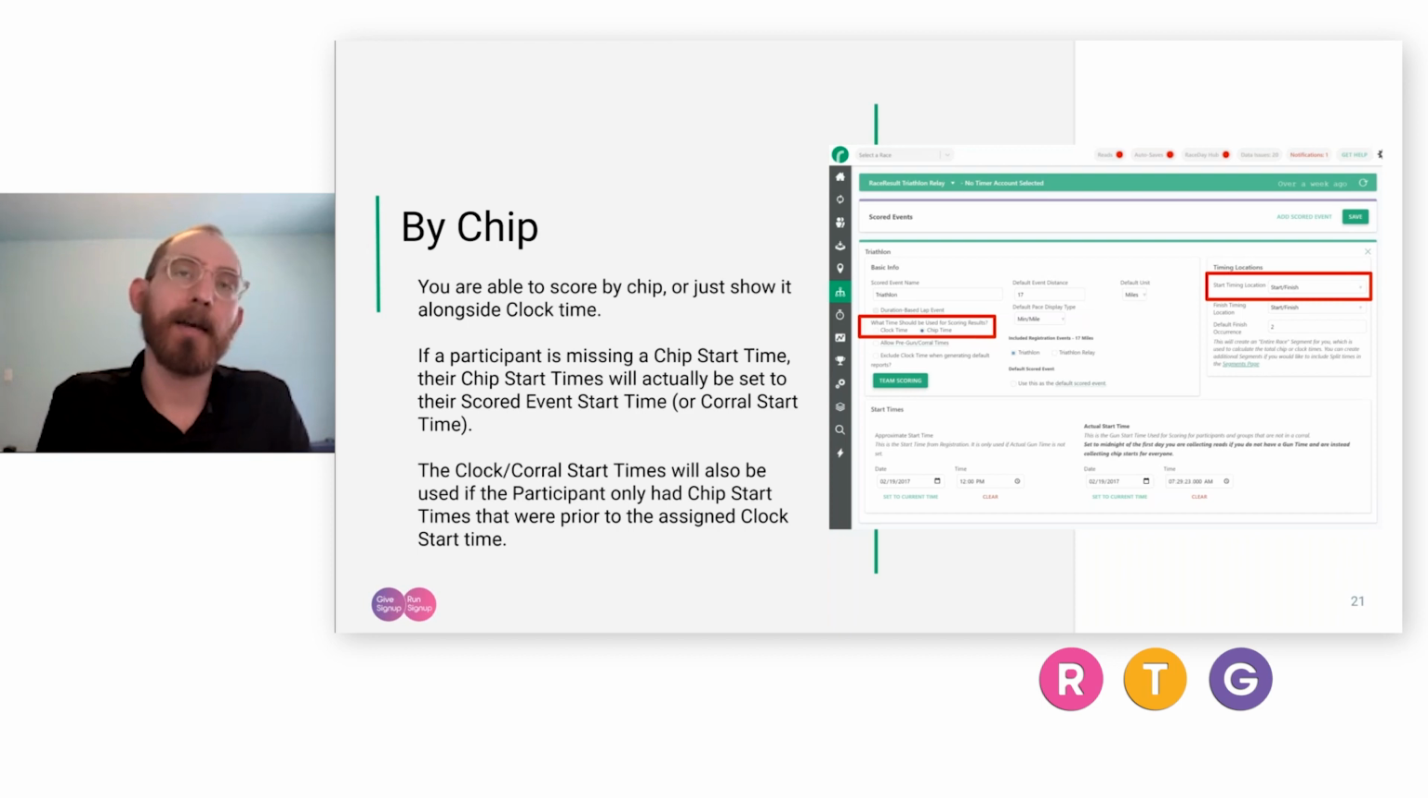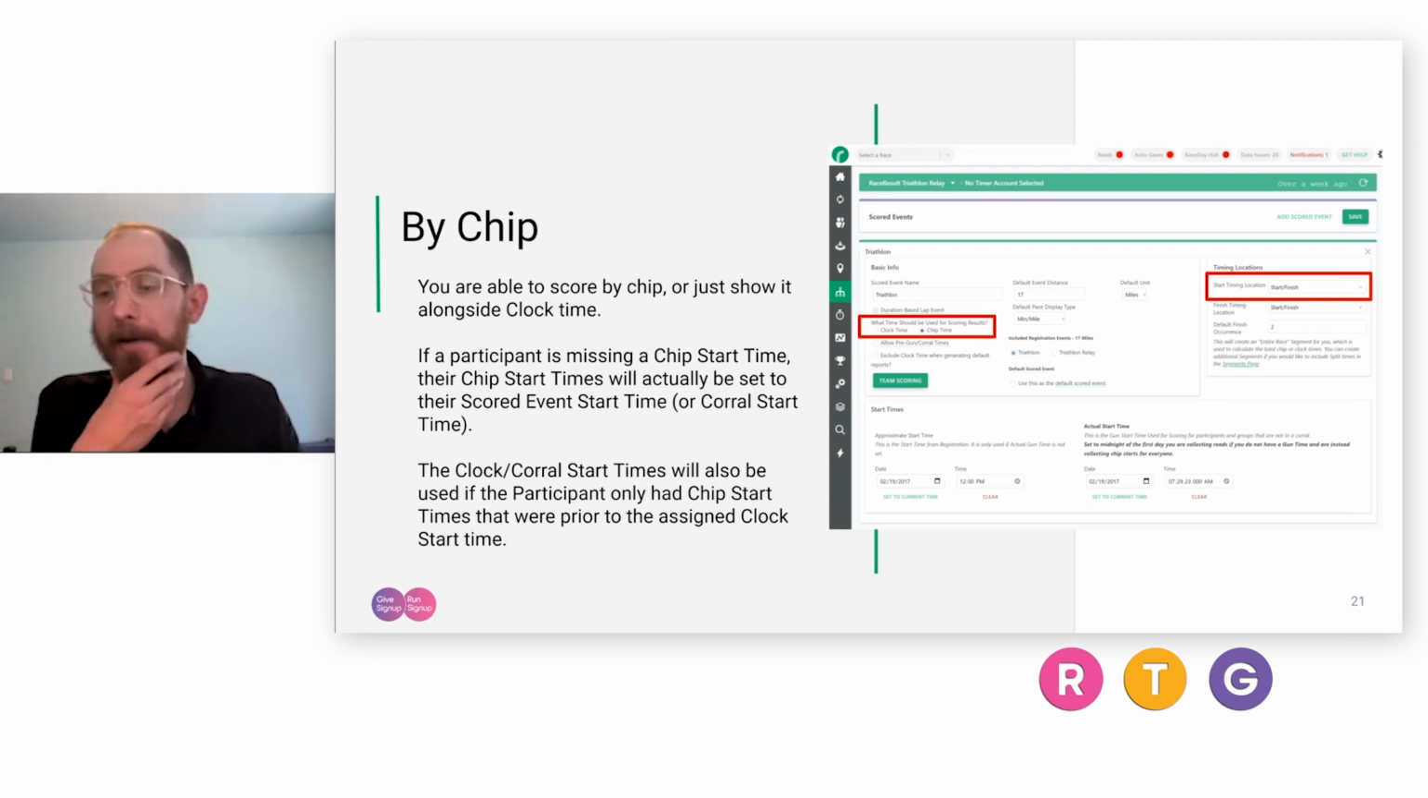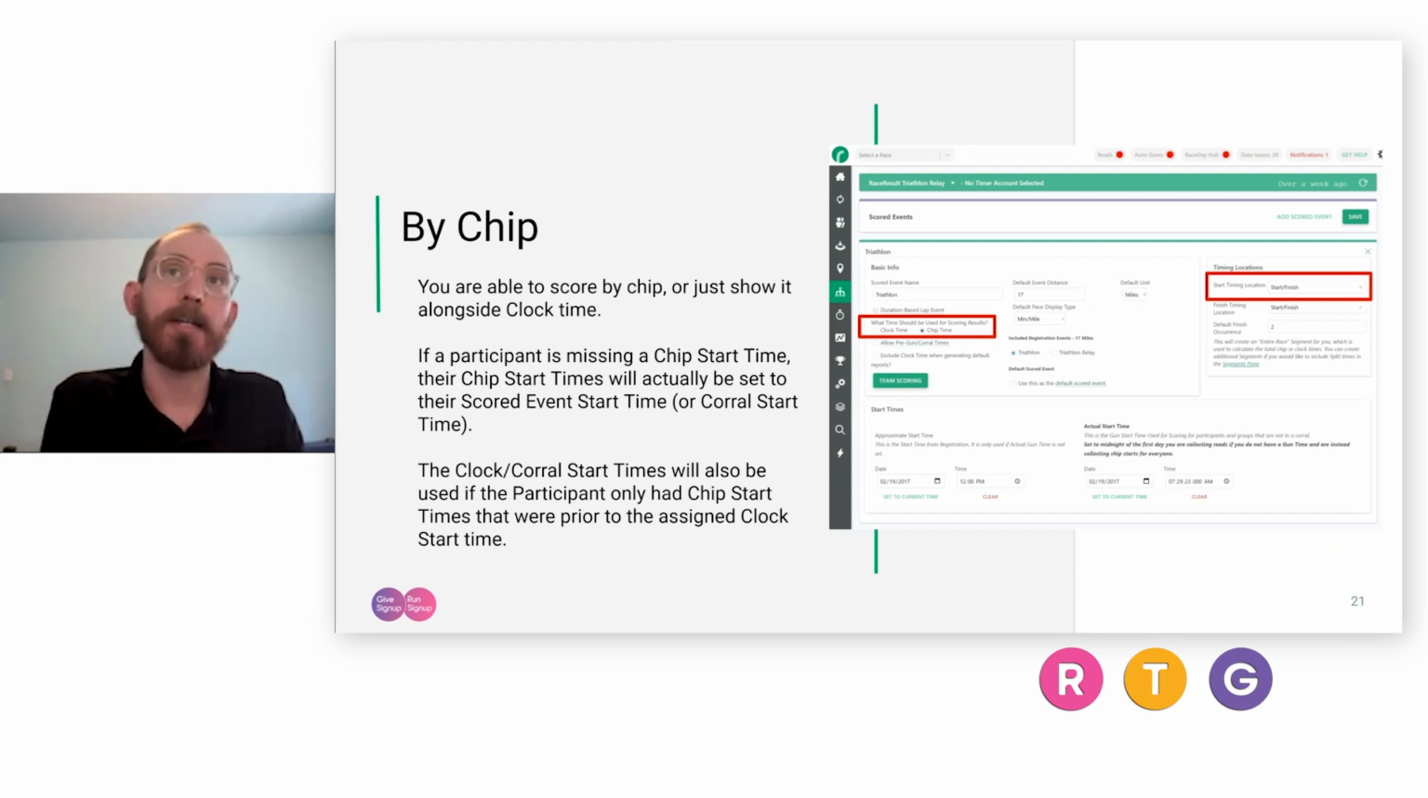So the way that chip times work with RaceDay scoring is by default, we always ignore any chip start times that happen before the assigned gun time for this participant. And that takes into account your corral assignment. So basically, we make sure that we don't consider any start times that are before my event start time, or if I'm part of a corral, my corral start time.